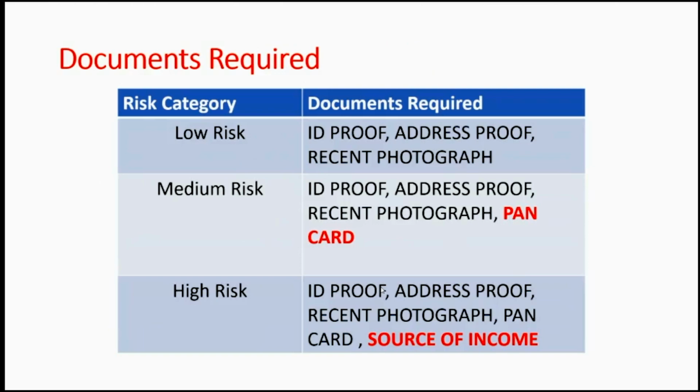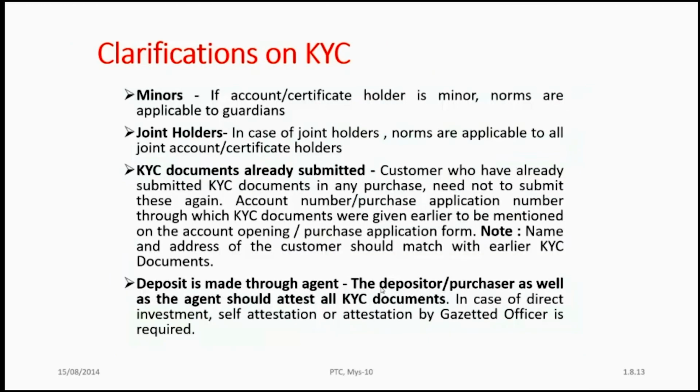For the high risk categories, apart from getting the ID proof, address proof, photograph, and PAN card, the office should not forget to get the source of income. So these kind of high risk depositors should give a documentary evidence of the source of income for the amount over and above the 10 lakhs. So this is also an important thing.